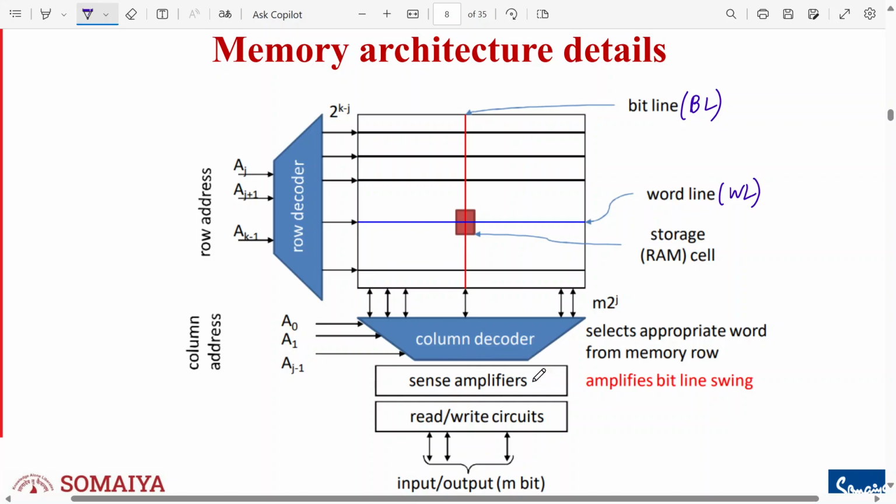And then there is something called a sense amplifier. So today we will see what we mean by sense amplifier and how it is utilized, and also we'll see the read and write circuits. So these two blocks we will be exploring today.